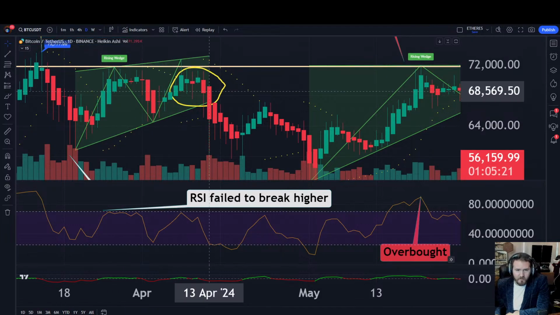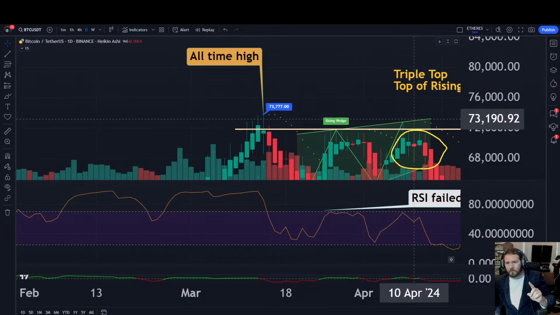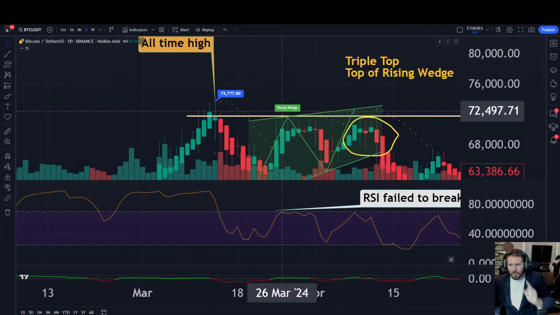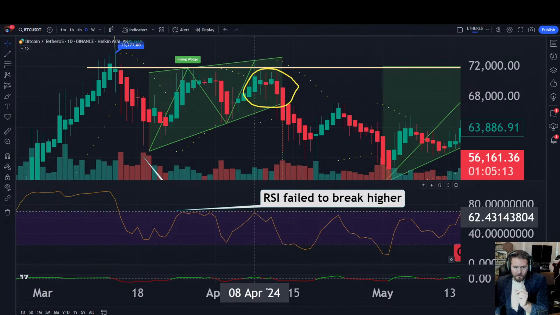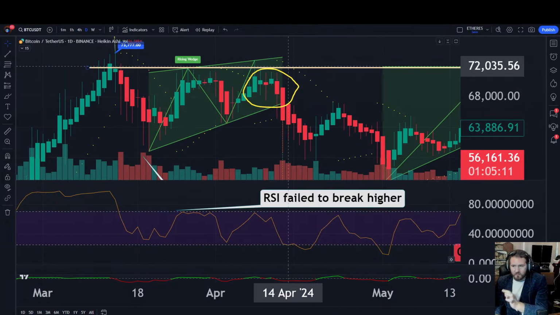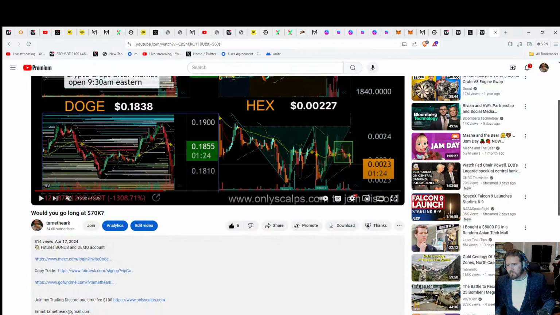So there's some traders, even though they saw the rising wedge on Bitcoin, even though we were at all-time high, not that far away, we were at the top of the rising wedge, we were still getting in the overbought zone. Some traders took a long at this area. Let's look at the chart and see how this played out.